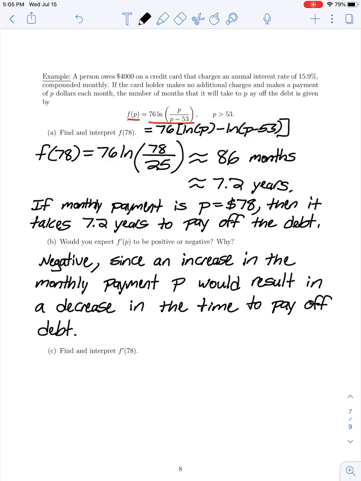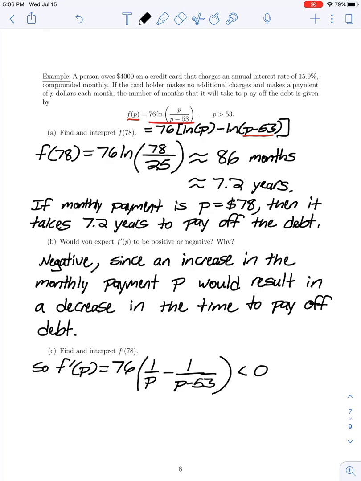And now it's much easier to differentiate this function because we no longer have to make use of the quotient rule. So let's start by finding the derivative f prime of p. Here we have a constant 76 out in front, and we're multiplying by the derivative of natural log of p, which is 1 over p, minus the derivative of natural log of p minus 53, which would be the derivative of that inner function, p minus 53, which is 1, divided by p minus 53 itself. So we see here that this value is indeed negative, since the ratio 1 over p minus 53 would be greater than 1 over p. So our intuition from part B was correct.